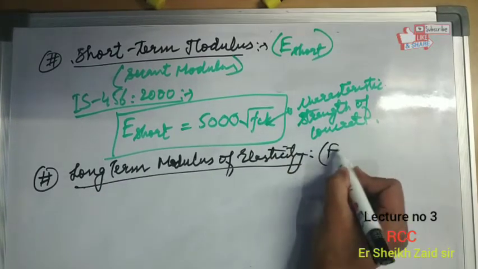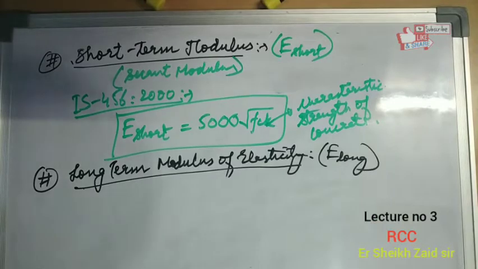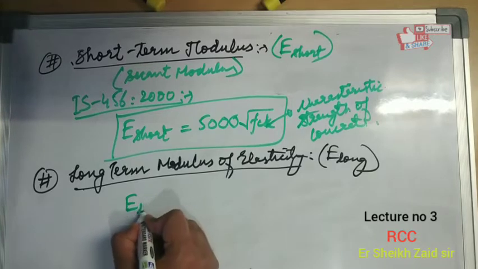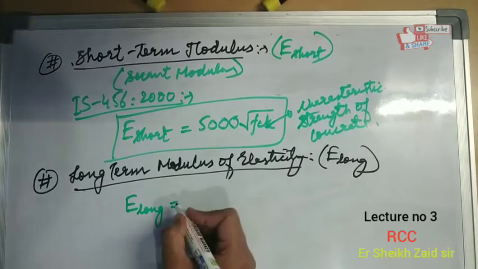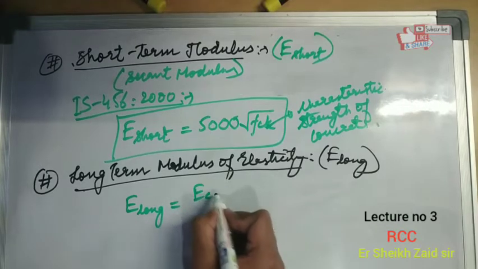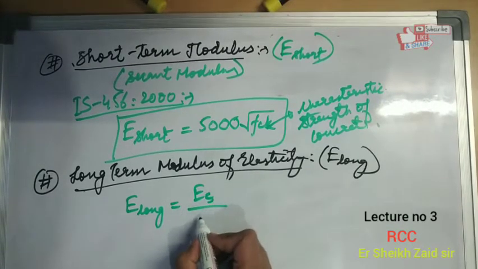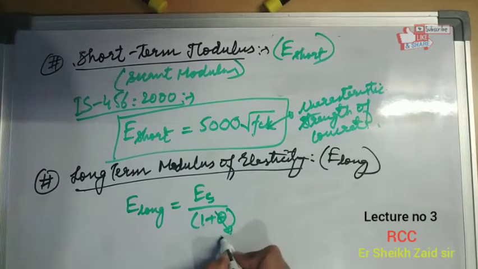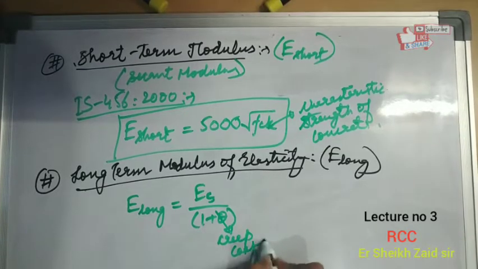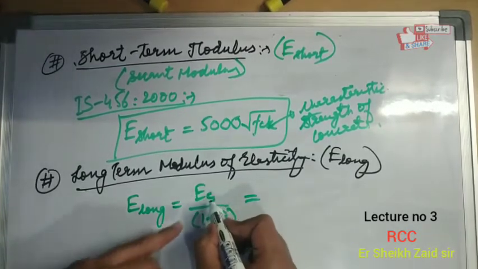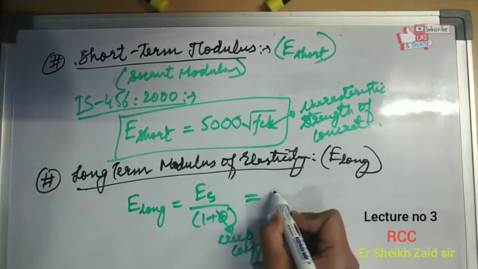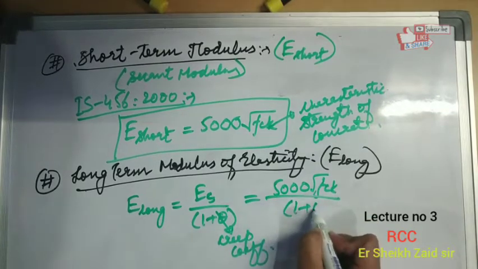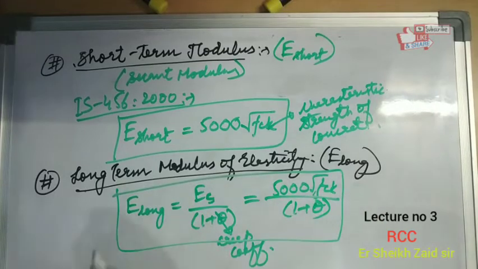Simply represented by E long. So when we take the effect of creep, then it is called long-term modulus. So the formula as per IS 456 is E short term upon 1 plus theta, where theta is called the creep coefficient. Upon substituting the value of E short term, we will get 5000 root fck upon 1 plus theta. So this will be the final value of long-term modulus of elasticity.